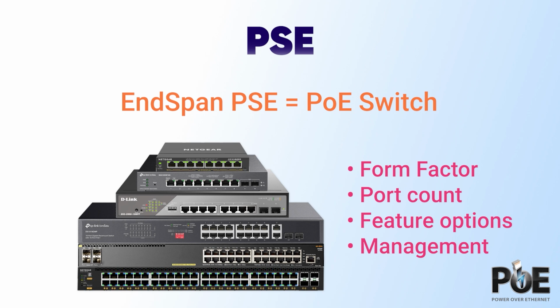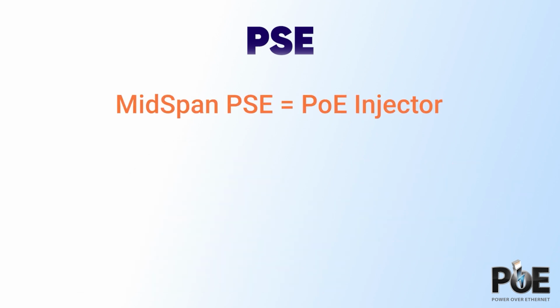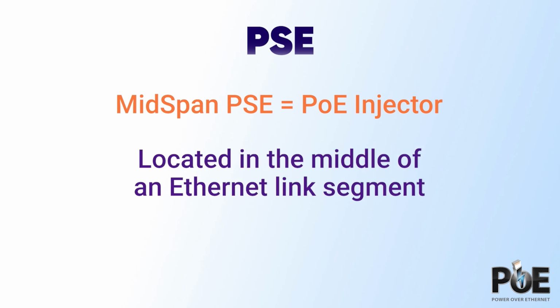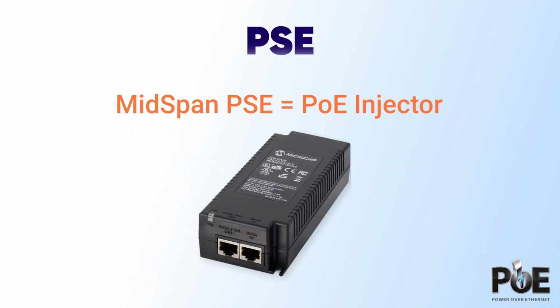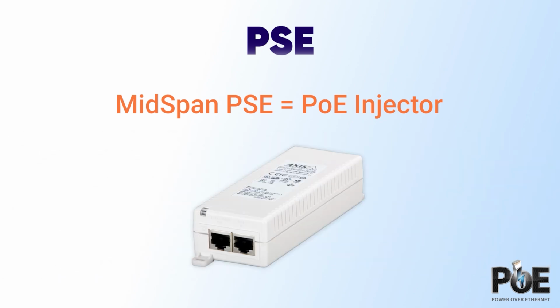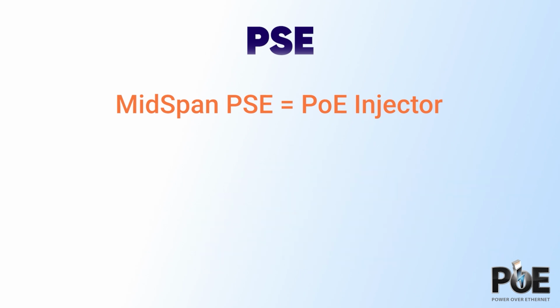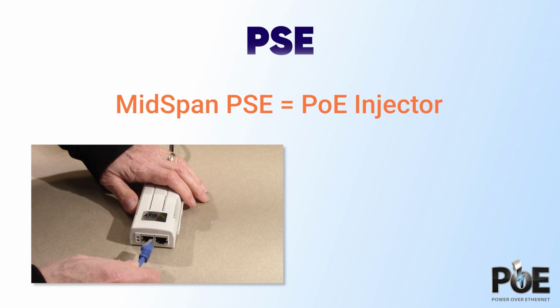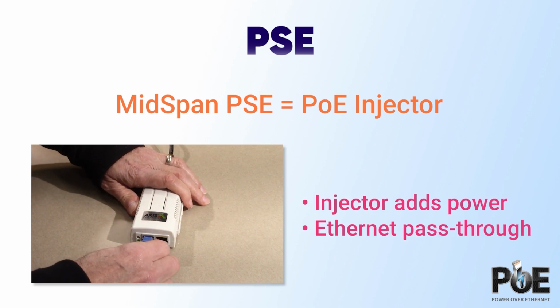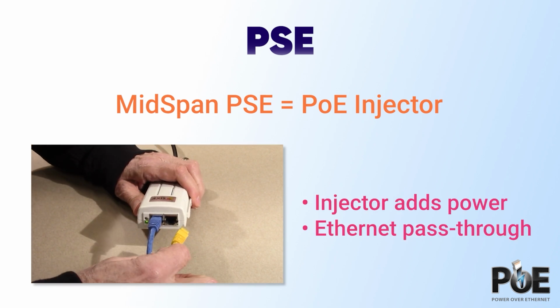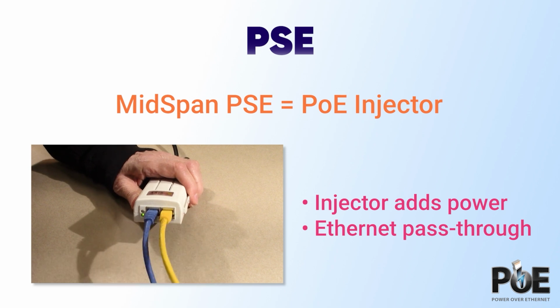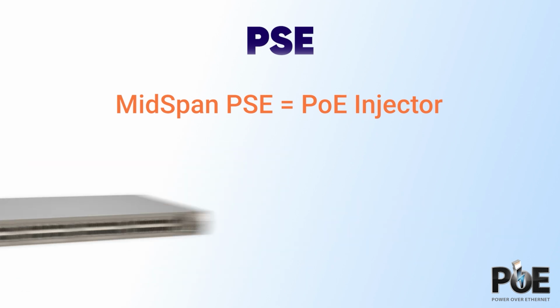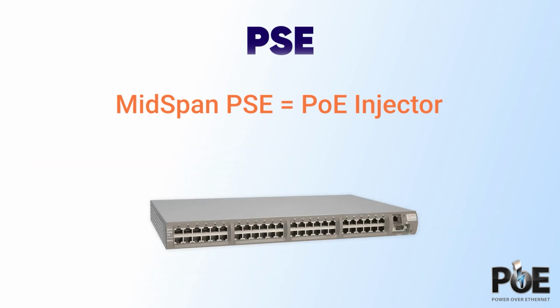A PoE injector is considered a mid-span PSE because it is located in the middle of an Ethernet link segment. Here are some examples from various manufacturers. An injector receives the Ethernet signal from an upstream Ethernet switch and overlays DC power on the cable. A traditional injector will have two ports, in and out. However, multi-port injectors are also available, such as the device shown here.